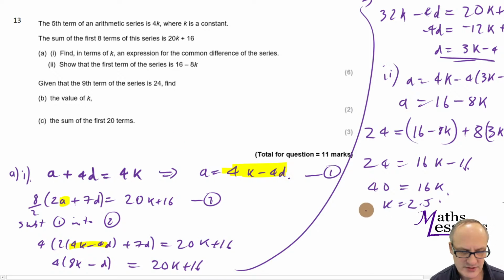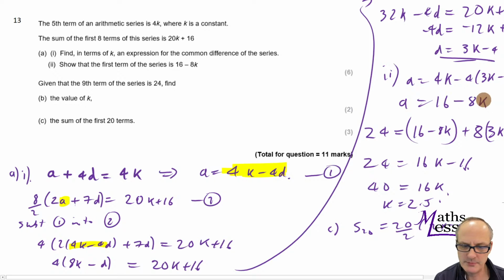Sum of the first 20 terms, part C. So S20 will equal 20 over 2, open brackets, 2 times minus 4. So you put 2.5 in for k here, and we get minus 4. And then we're going to put 2.5 in for k in d, and we're going to get 3.5 once we've done that. So we get plus 19 times 3.5. And that comes out to be 585.